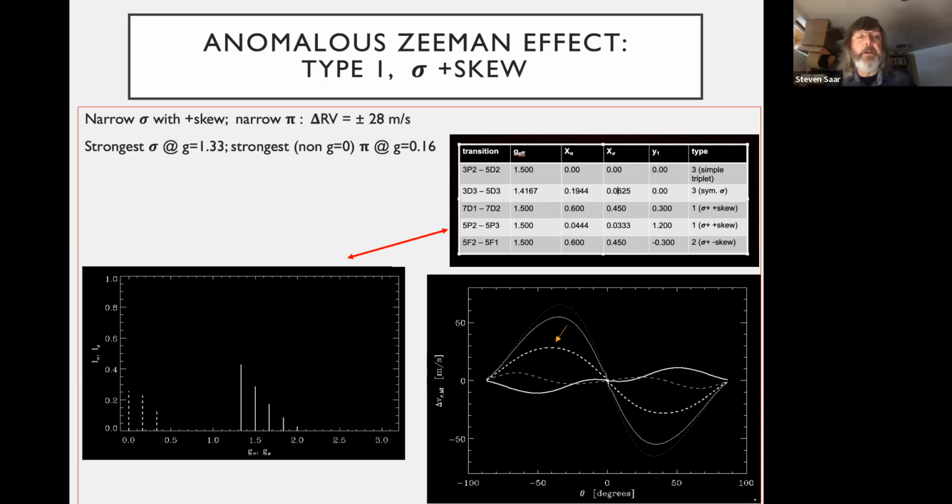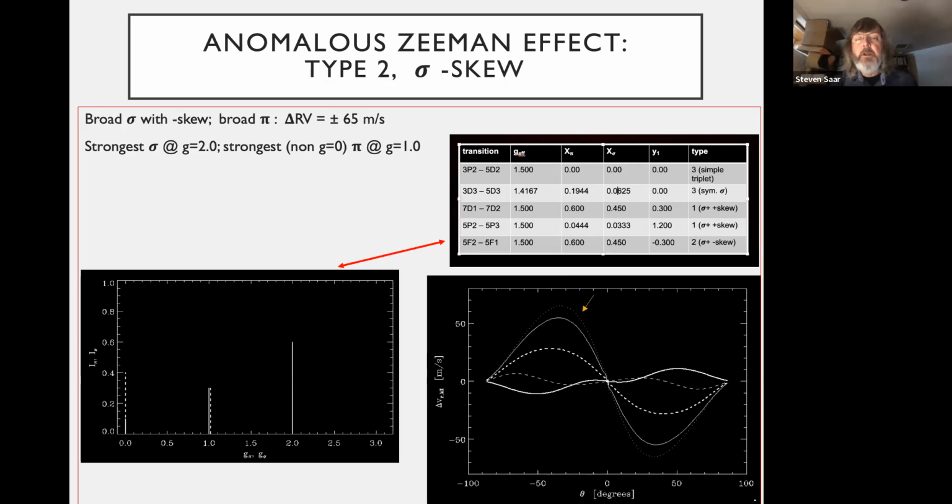Again, indicated in the lower right with the orange arrow. And the one with the biggest signal of all is the bottom line. It has the following distribution, has the strongest sigma component at G of 2, and the strongest non-zero G pi component at G of 1. It has a broad sigma distribution with a negative skew and a broad pi distribution, and its RV amplitude is 65 meters per second. Okay.